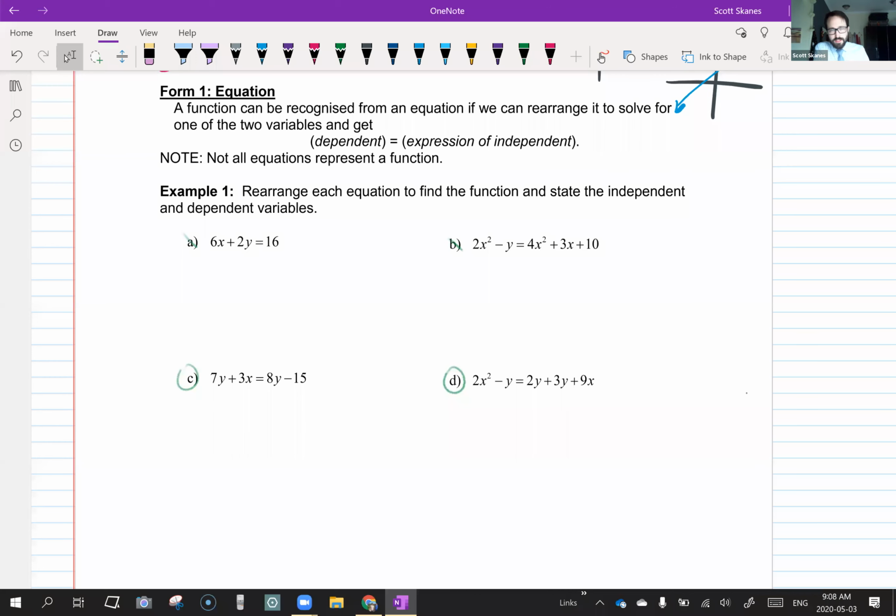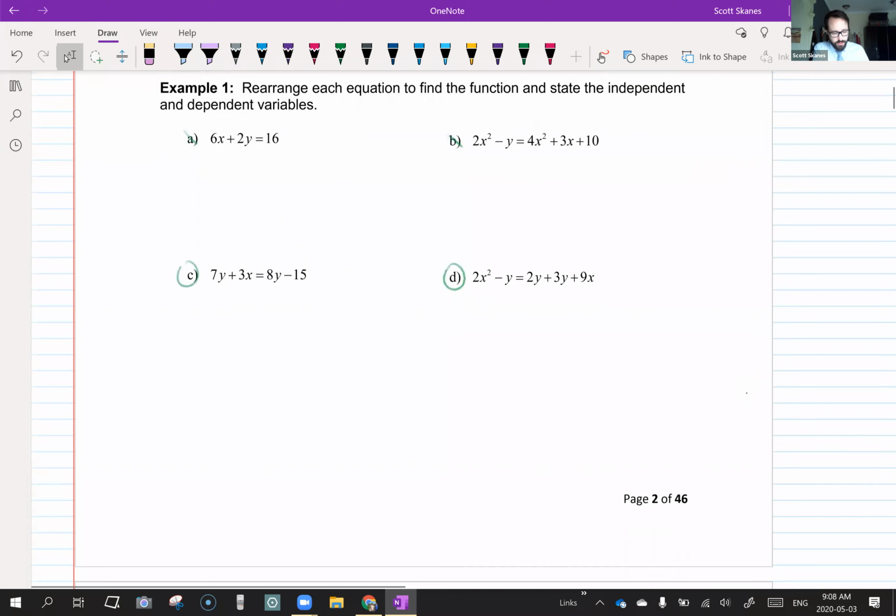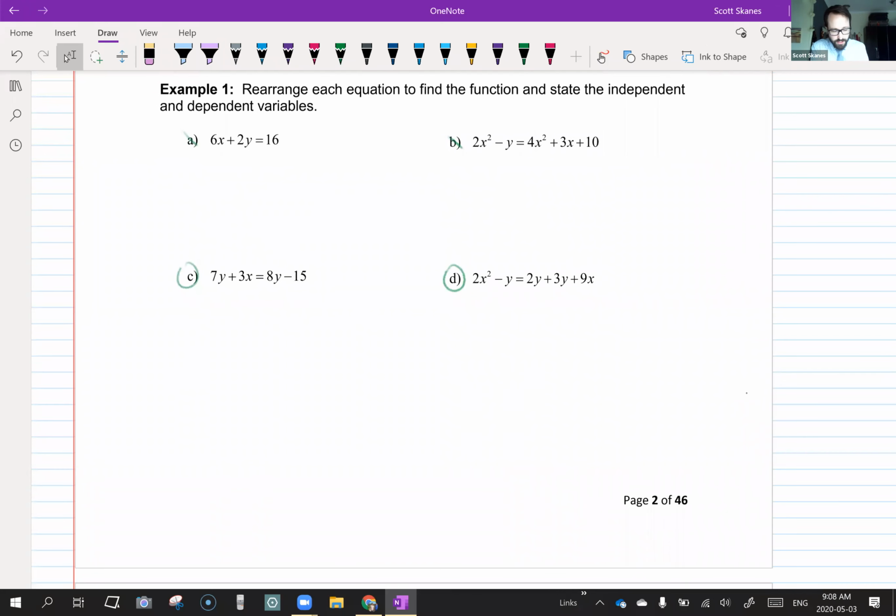So Tom did examples A and B in the video. You can go back and watch that later if you haven't seen it. Let me just show you what we do with these types of examples. So the question is, we want to rearrange each equation to find the function and state the independent and dependent variables.